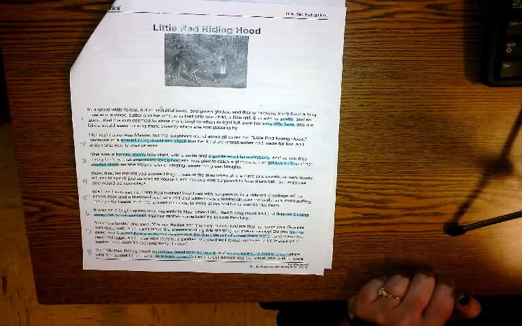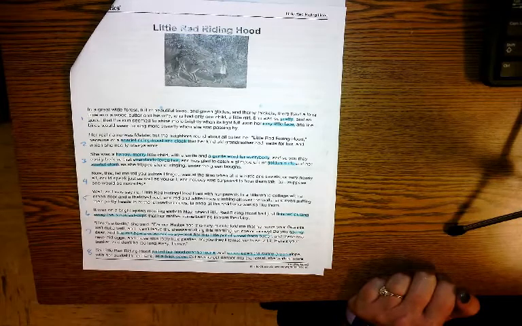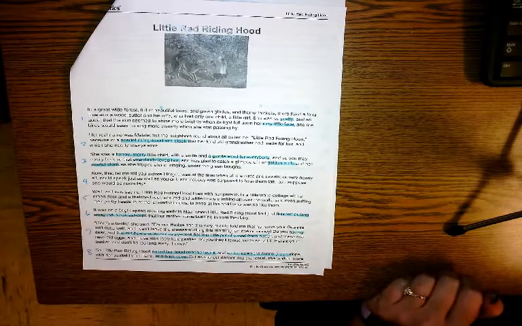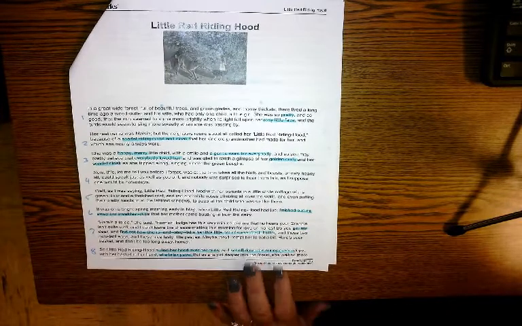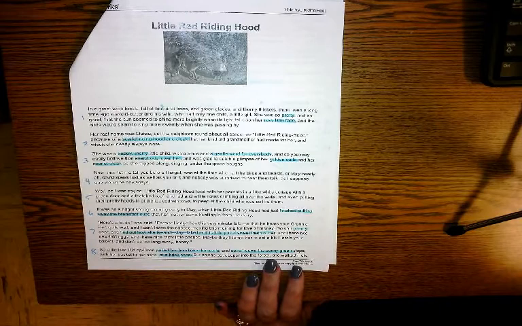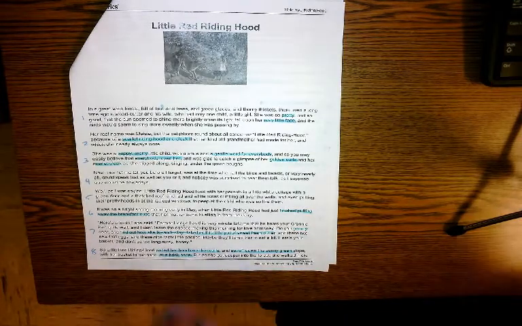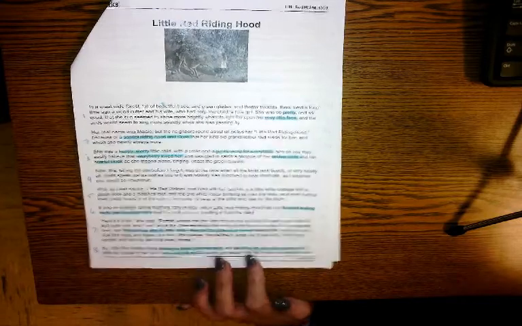Today we're going to be working on creating what is called a one-pager. A one-pager is simply a way to look at different literary traits and elements over a story in one thing. So it's kind of like a summary of things. We're going to be using the story Little Red Riding Hood. This is the story we read last week.